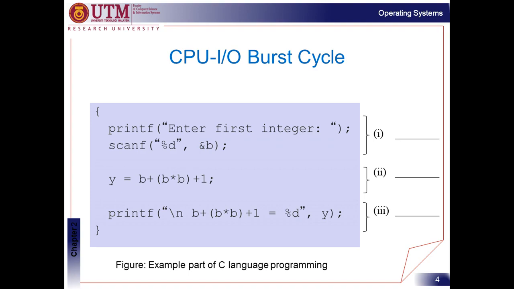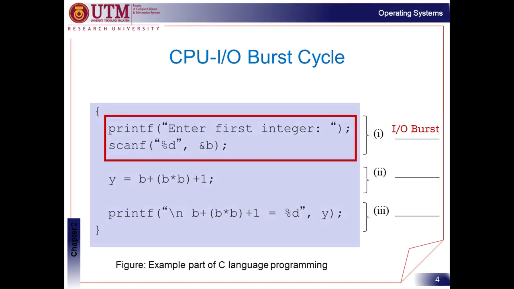To better understand the CPU I/O burst cycle, let's look at a simple C program example. The C program snippet on this slide illustrates the alternating CPU and I/O bursts that we discussed earlier. Let's break down the code and see how it demonstrates CPU and I/O bursts. The first two lines of code are an I/O burst because they involve interacting with the keyboard device. The first printf function prompts the user to enter an integer. The scanf function reads the user's input from the keyboard.